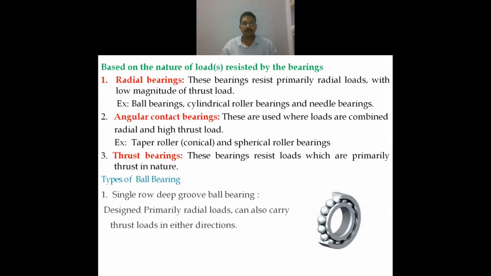Based on the nature of loads resisted by the bearings, we have another classification: radial bearing, angular contact bearing, and thrust bearing. Radial bearings resist primarily radial loads with low magnitude of thrust load. Angular contact bearings are used where loads are combined radial and high thrust load, for which taper roller or conical and spherical roller bearings are considered as angular contact bearings. Thrust bearings resist loads which are primarily thrust in nature.